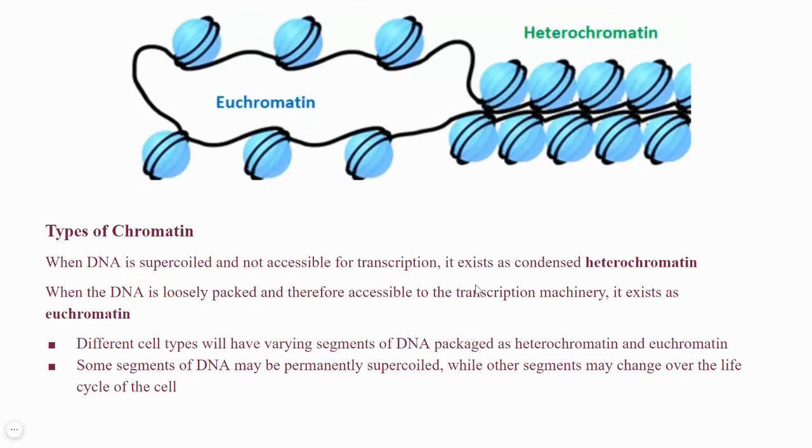These are the regions where different enzymes can access the gene, read the codes, and make mRNAs and proteins. Different types of cells will have varying amounts of DNA packaged in heterochromatin form and varying amounts of euchromatin regions. Some segments of the DNA may be in heterochromatin form throughout your life, whereas some segments in your chromosome are always loosely wound because they always need to be actively producing some proteins.